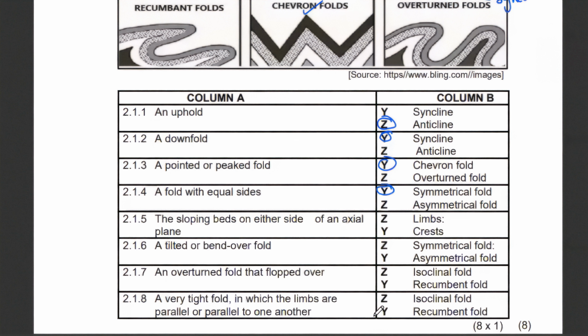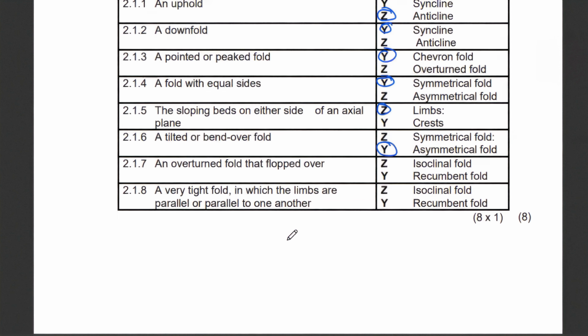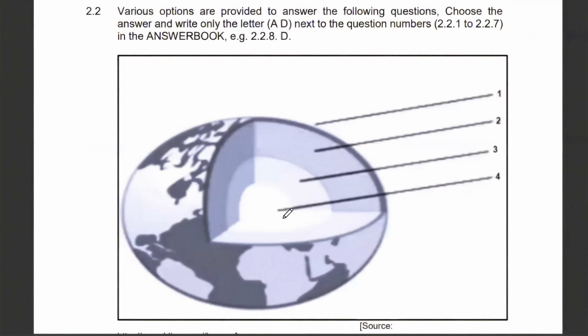Then it says the sloping sides on either side of an axial plane. Those are the limbs. Then it says a tilted or bent over fold. A tilted fold is asymmetrical. Then an overturned fold that flopped over, that is a recumbent. Then a very tight fold in which the limbs are parallel to one another, that is an isoclinal. So those are the responses for question 2.1. We move on to question 2.2.